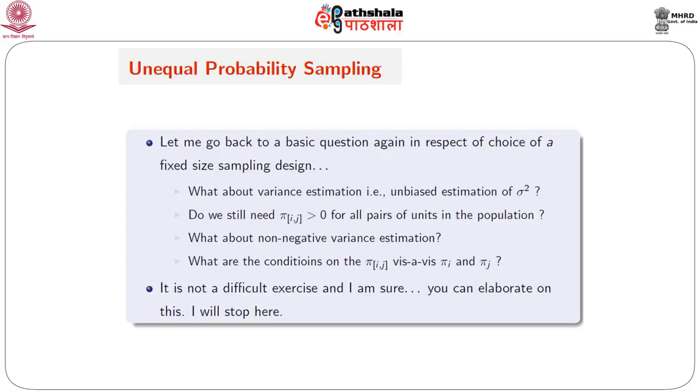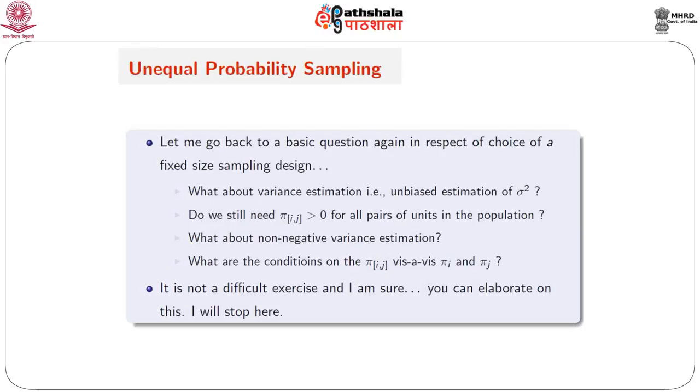What about variance estimation? That means unbiased estimation of sigma square. Do we still need pi ij positive for all pairs of units in the population? What about non-negative variance estimation? What are the conditions on the pi ij's vis-a-vis pi i and pi j? It is not a difficult exercise, and I am sure you can elaborate on this. So these are the things coming up.